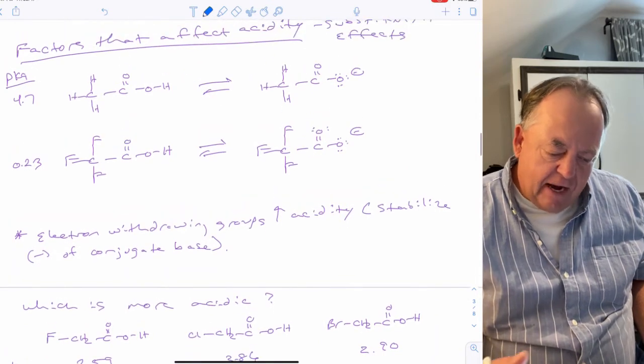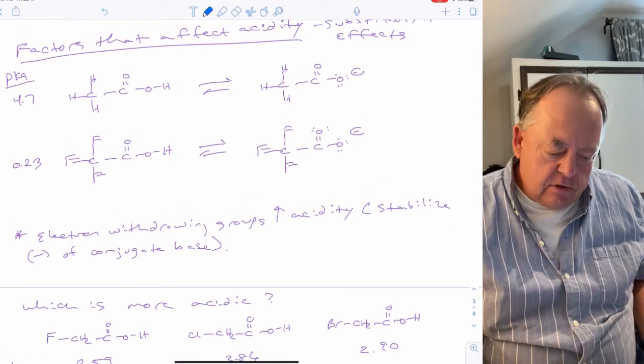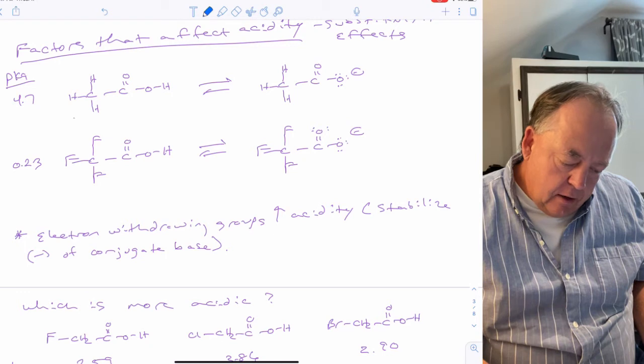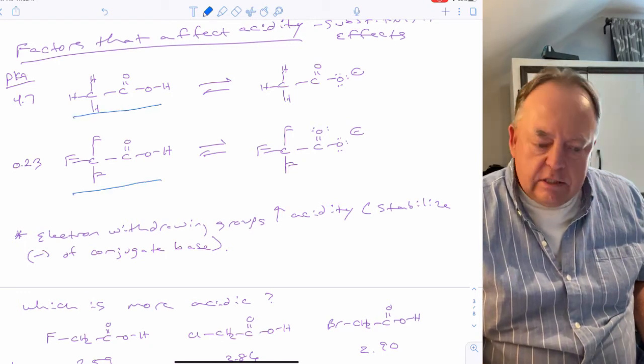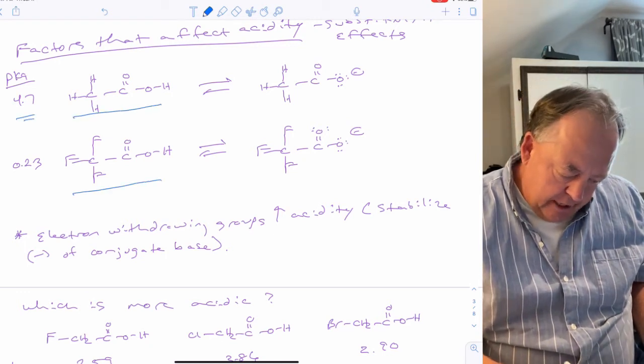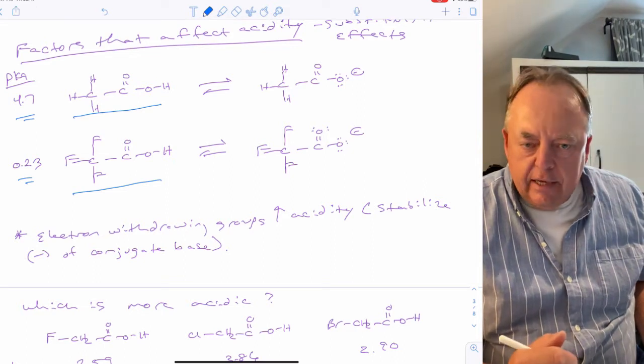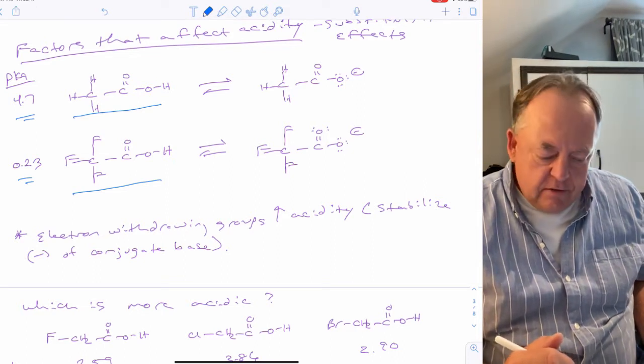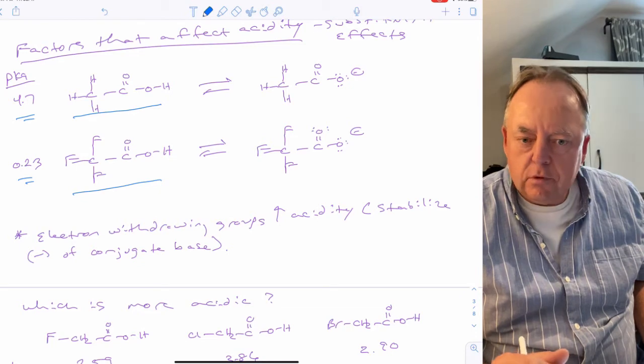Okay, so let's look at several factors that affect the acidity of a carboxylic acid. So if we compare acetic acid to trifluoroacetic acid, and if we look at their pKa values, the trifluoroacetic acid is significantly more acidic, right? About 10 to the 5th times more acidic.